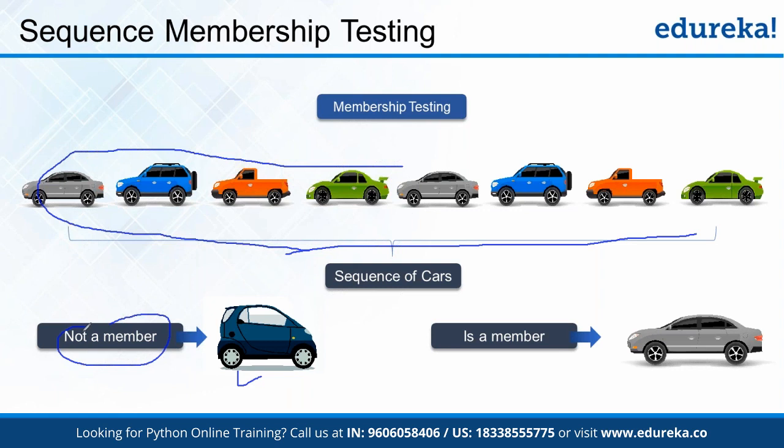So membership testing will tell us that this particular element is not a member of this sequence. Similarly, if we check whether this car is existing or not, then we can say yes, it is existing actually. Even it is existing twice here.